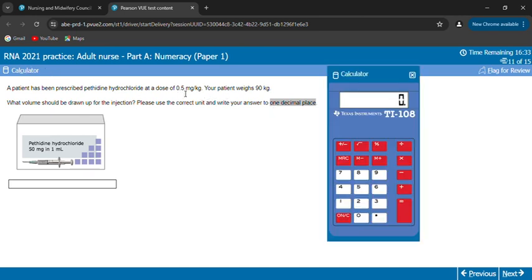1 kg is equal to 0.5 mg. If the weight of the patient is 1 kg, then we will give 0.5 mg. The weight of the patient now is 90 kg. So 90 multiplied by 0.5. So we need to give 45 mg. What we have available is 50 mg. 45 divided by 50 multiplied by 1 is 0.9. So your answer is 0.9 ml. That's it. That's simple and easy.